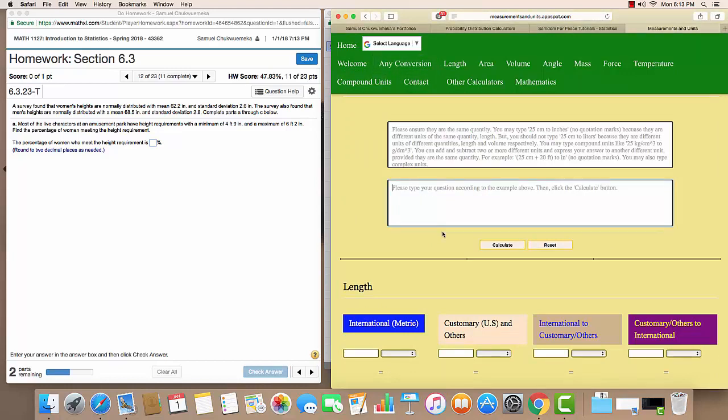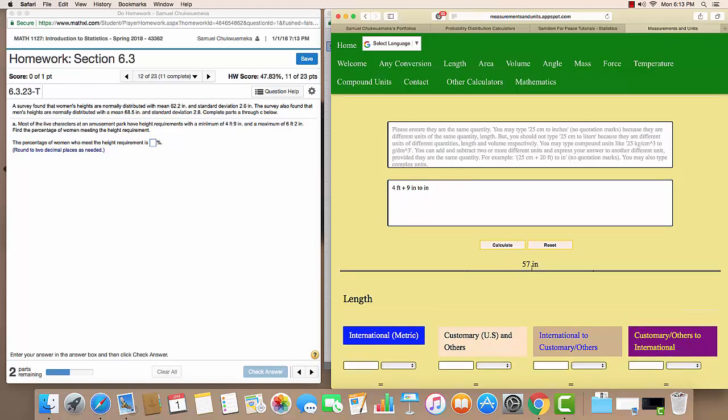So I'm going to put 4 feet plus 9 inches, and I want this in inches. You just type it like this, okay? 4 feet plus 9 inches to inches. You can add or subtract any conversion at all. Calculate. So this is 57 inches.